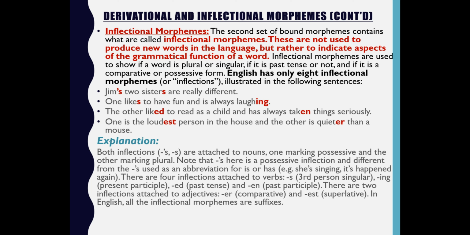What is the difference between them and derivational morphemes? These are not used to produce new words in the language. I am not creating a new word when I put them on the word. But rather to indicate aspects of the grammatical function of a word. Inflectional morphemes are used to show if a word is plural or singular. I put S on the word cat in order to indicate that I am talking about more than one single cat. They are pluralized. The plural is cats. The plural S here is an inflectional morpheme to indicate the grammatical function of the word, to indicate that it's a plural. It's not a single noun. It's not a singular noun.